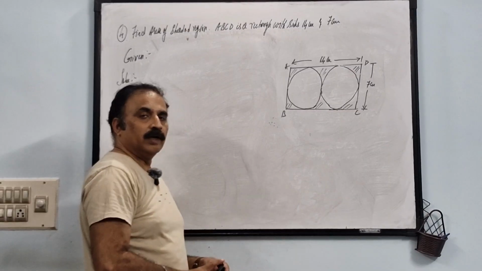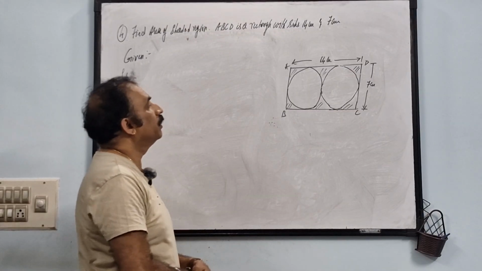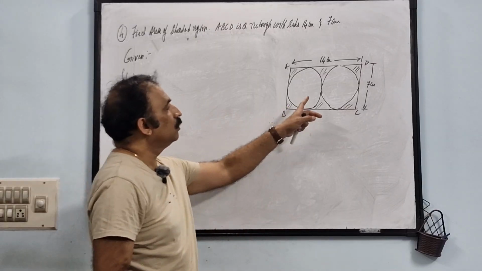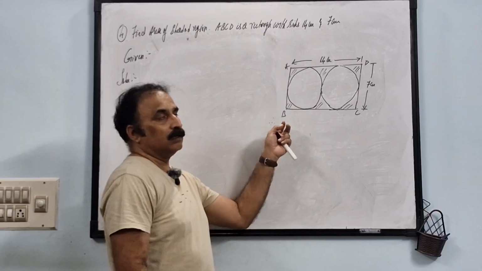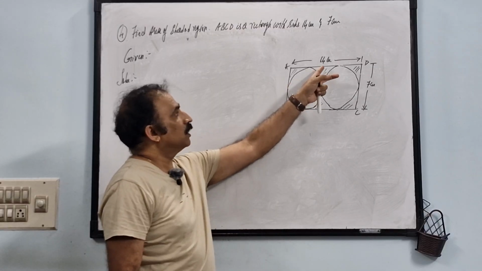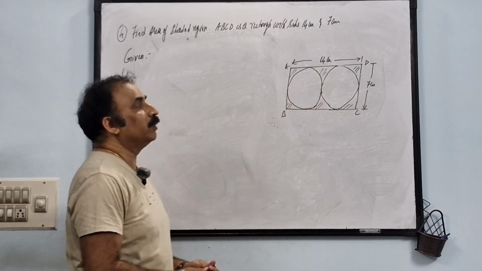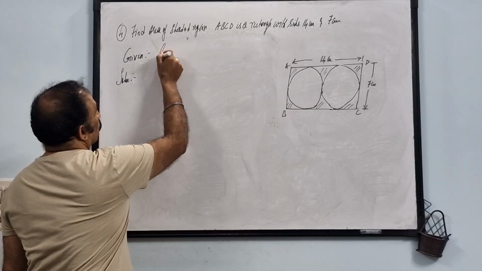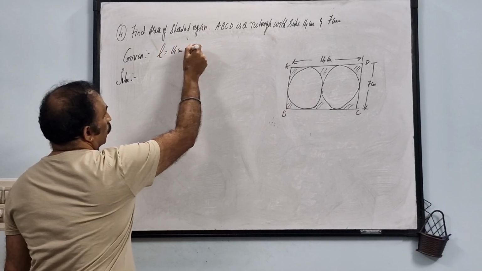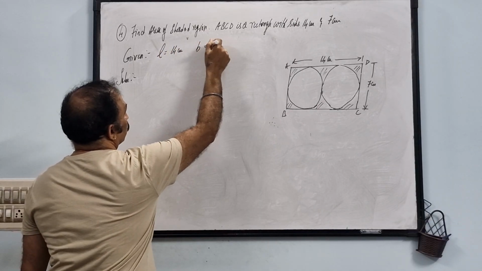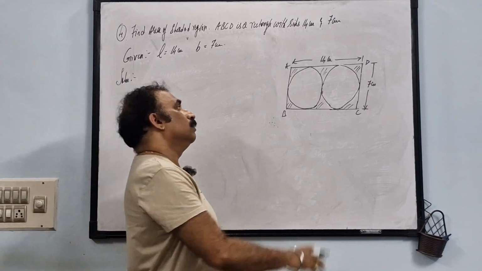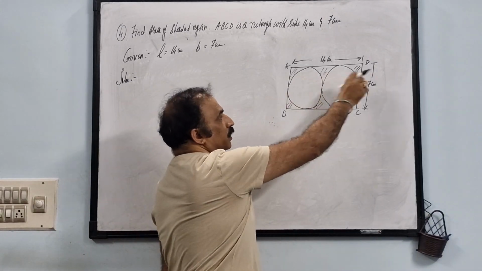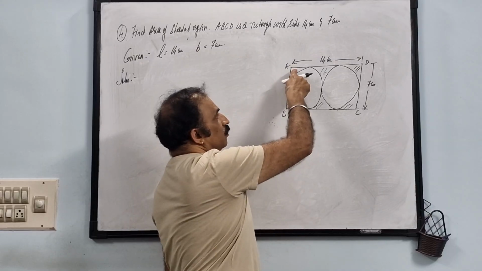Next one is also related to the same chapter. Now here again you have to find the area of the shaded region. You have got two circles which are inside a rectangle. Two values are given, length and breadth. So given is L is equal to 14 centimeter and breadth is equal to 7 centimeter. You have to find the area of the shaded region. This part of the rectangle is being removed. That means you will be left out only with this part.